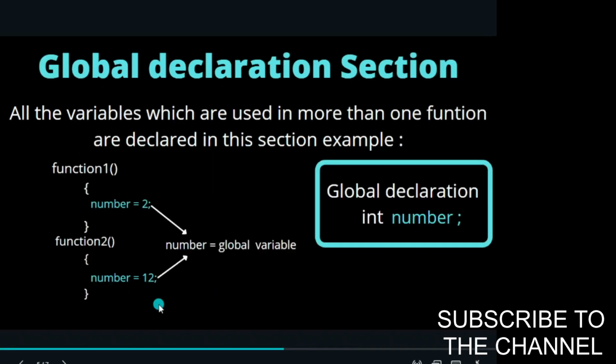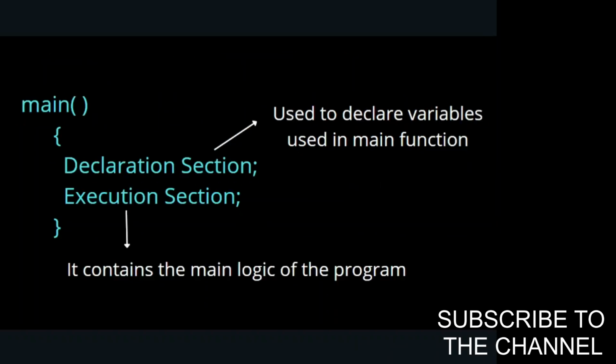The next is the global declaration section. In the global declaration section, all the variables which are used in more than one function are declared. Global variables are those variables which have the same name and are used in more than one function. For example, in function 1 and function 2, number is used two times, and this is a global variable. So in the global declaration section, we just write int number, and that's about the global declaration section.